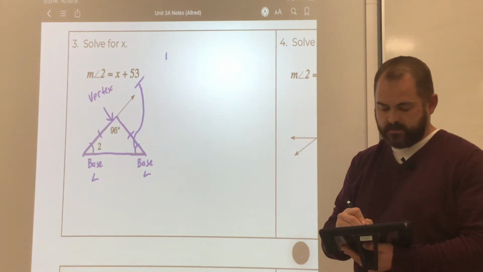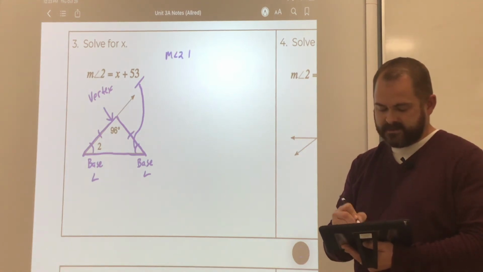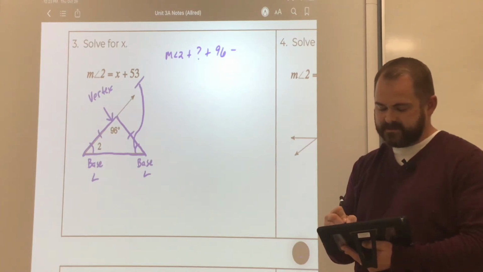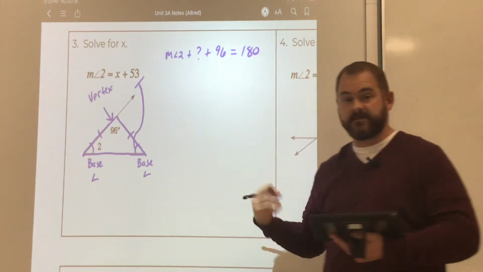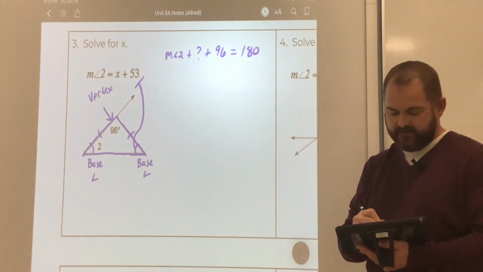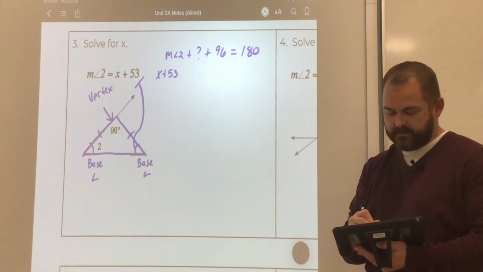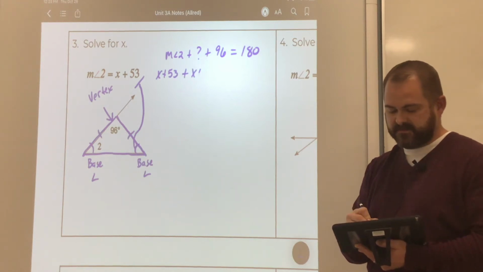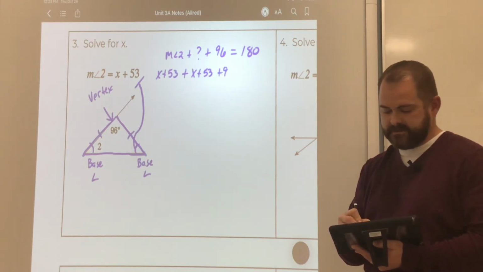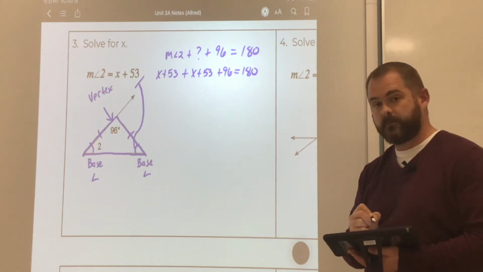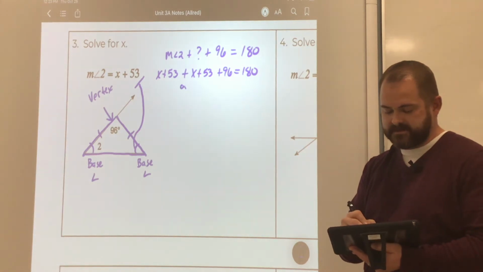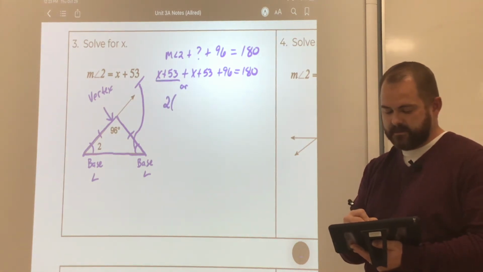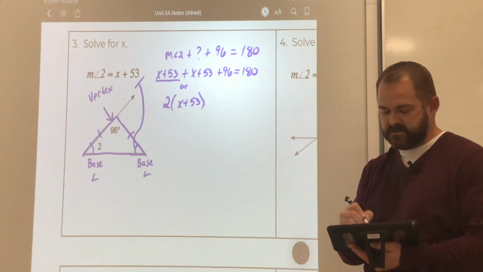So the measure of angle 2 plus this other unknown angle measure plus 96 has to equal 180. Well, like I said, this other unknown angle measure is really the same as the measure of angle 2. So it's like I have x plus 53 here, plus another x plus 53, plus that 96 equals 180. Okay? And so I'm going to just start combining like terms, but also you could think of it as 2 times this x plus 53, since there are 2 of those angles.